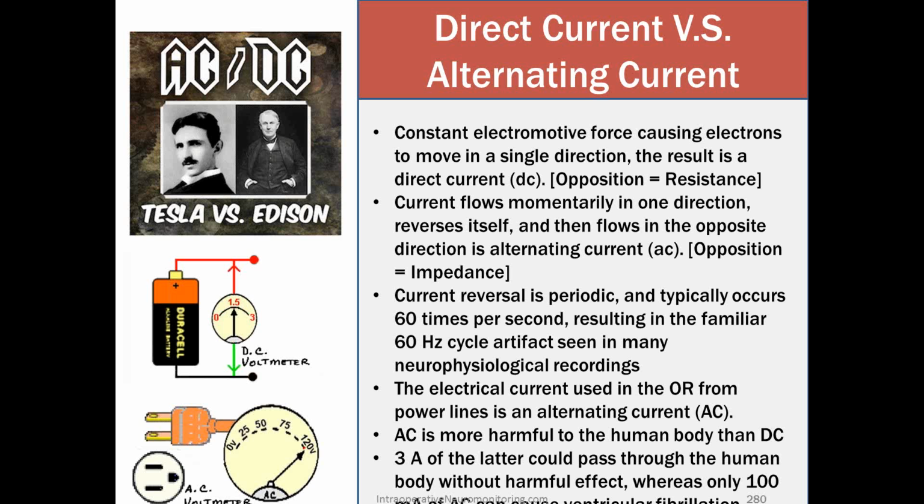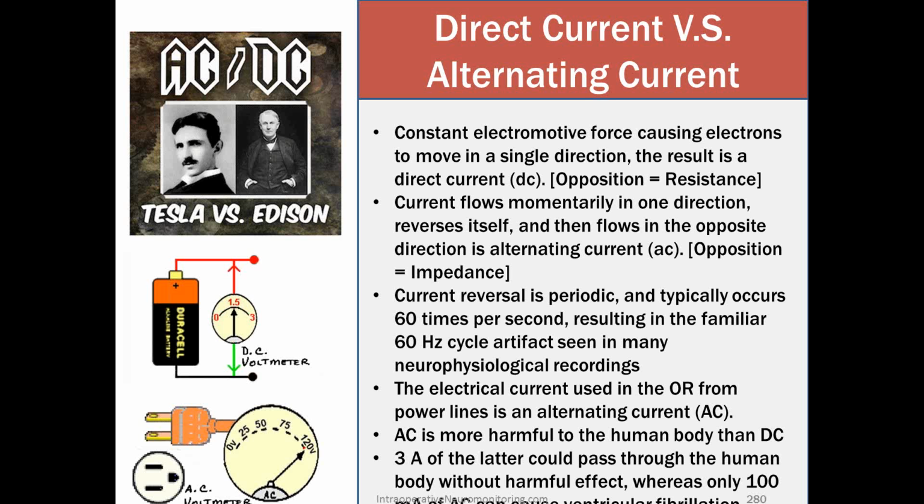Current reversal is periodic and typically occurs 60 times per second, resulting in a familiar 60 Hz cycle artifact seen in many neurophysiological recordings. So this 60 Hz is an alternating current. The electrical current used in the OR from power lines is AC.